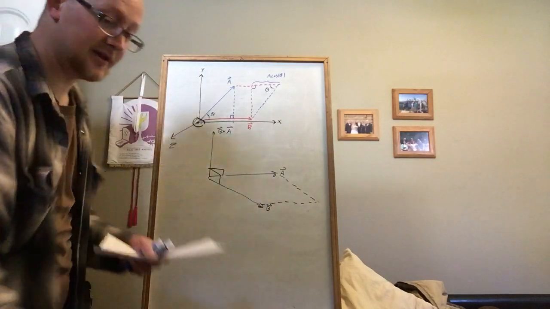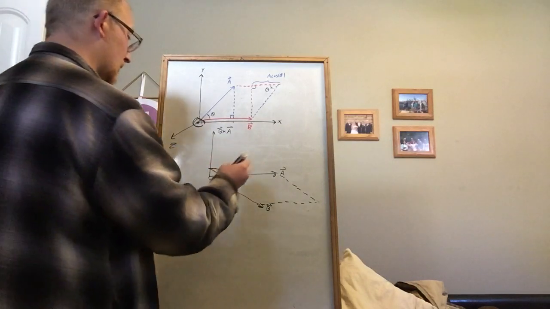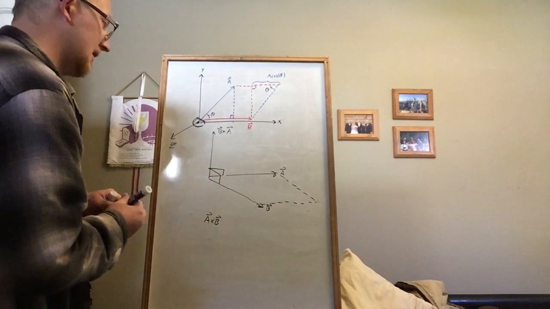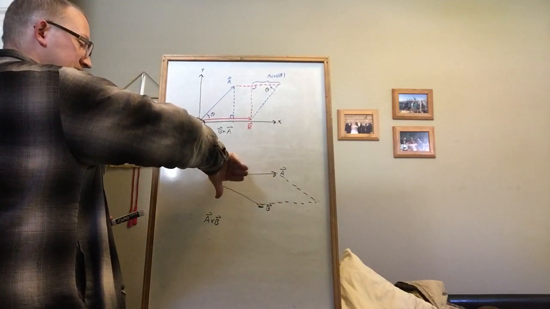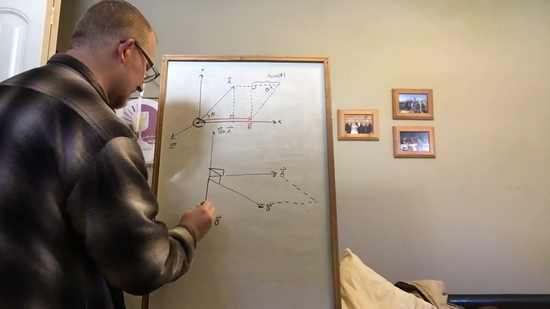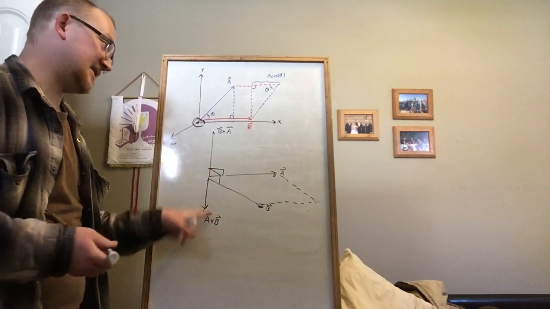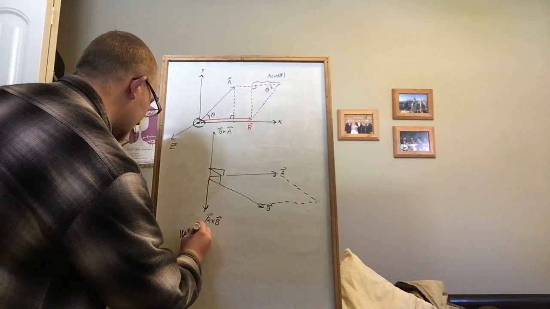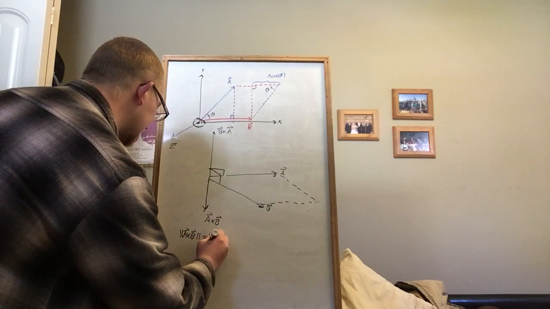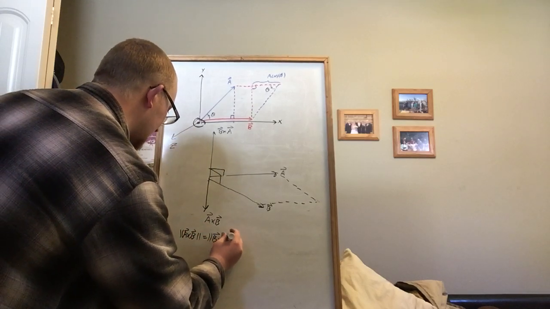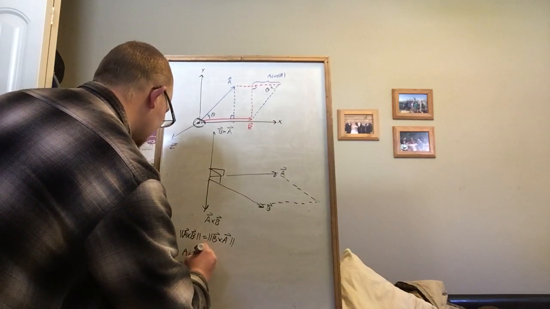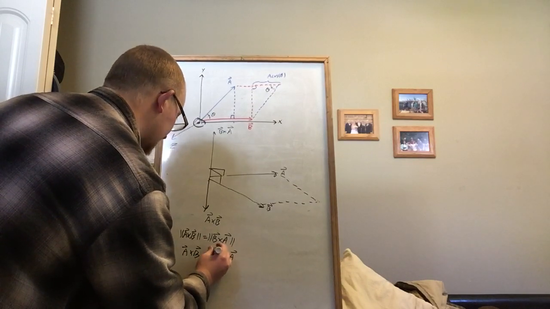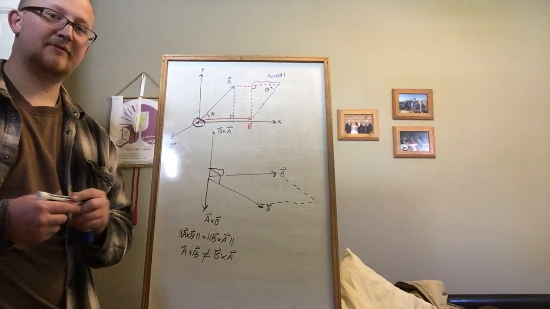Alright, so now you'll notice if I had said, what if I wanted to find A cross B? Remember I said it's not commutative. And so A cross B, now we curl our fingers and our thumb is pointed down. And so A cross B actually has the same magnitude as B cross A. So the magnitude of A cross B equals the magnitude of B cross A. However, A cross B does not equal B cross A because they have a different direction. They both have the same magnitude though.